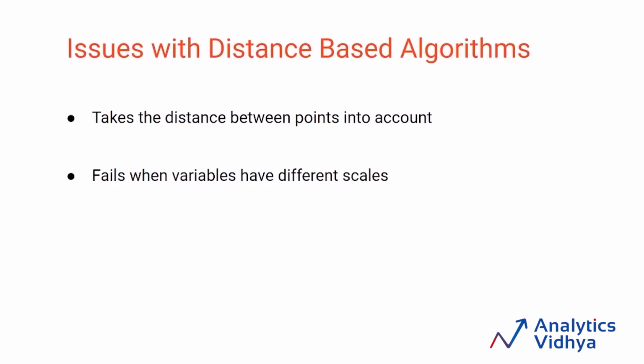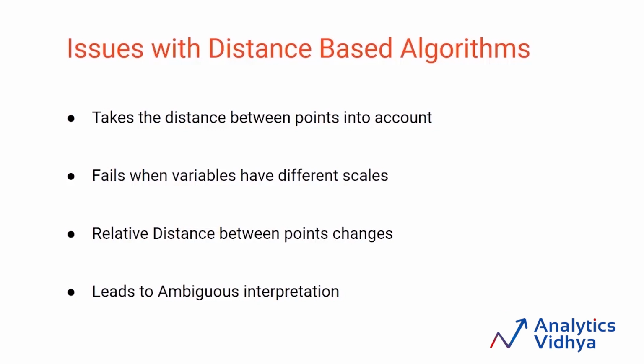So for example, if you have a variable income which may range from 0 to say 1 lakh, and then another variable age that might have a range from 0 to 80. So in this case, distance-based algorithms don't perform well. Now you might ask why. This is because there is a huge difference in the scale and the relative distance between the points change, which might lead to ambiguous results.